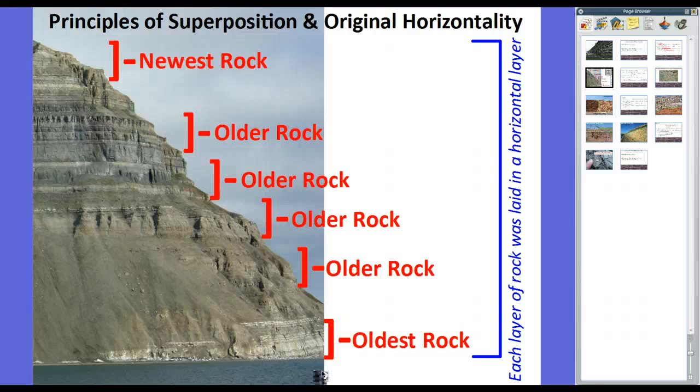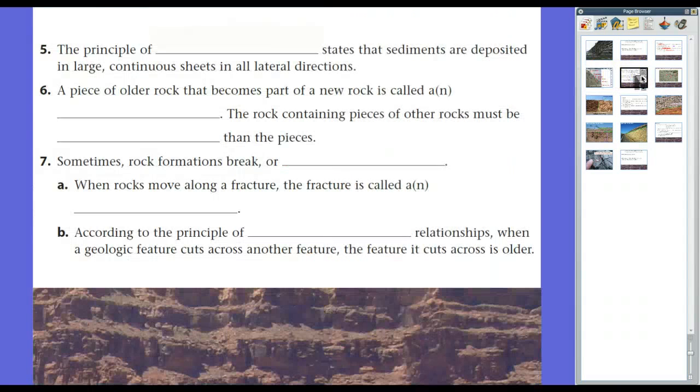Now, original horizontality states that if you notice each of these layers that you see, they were laid in a horizontal fashion, but weathering and erosion give it this angular look like that. Okay, so that's superposition. The oldest rocks are at the bottom, newest rocks are at the top of a formation, and according to original horizontality, it was all laid in horizontal layers. Pretty much makes sense. Now, there's a couple other principles relating to superposition we need to go over.